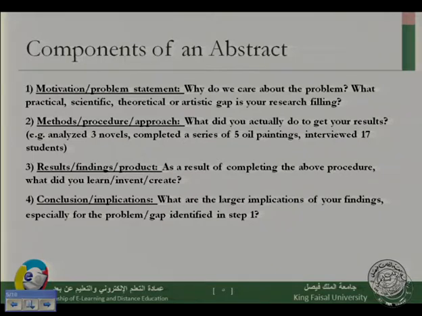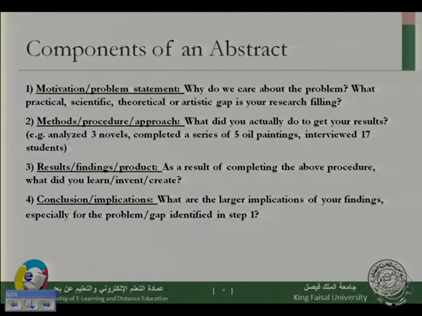For example, you analyzed 3 novels, completed a series of 5 oil paintings, or interviewed 17 students. So let's say that you have 3 novels, and you want to compare them. You are going to tell us, I analyzed the 3 novels, and give their names. Or you would say, for example, I had 17 students. I interviewed them to know the reasons behind their failure or success in learning the English language. So this is number 2, methods, procedures, and approach.